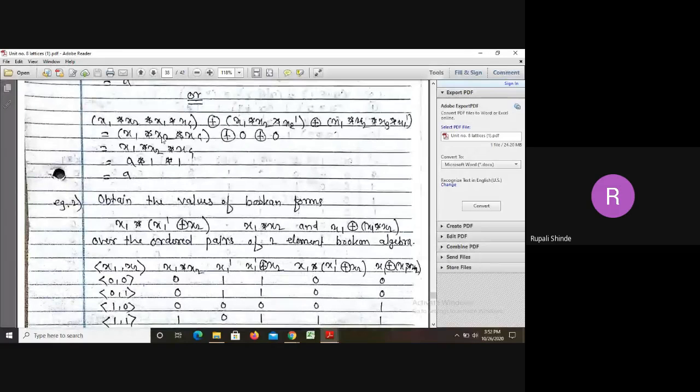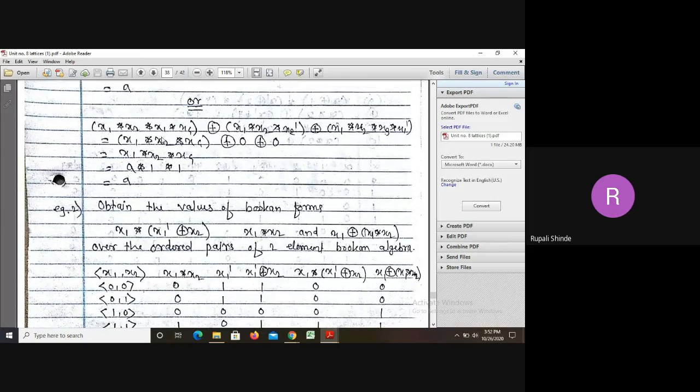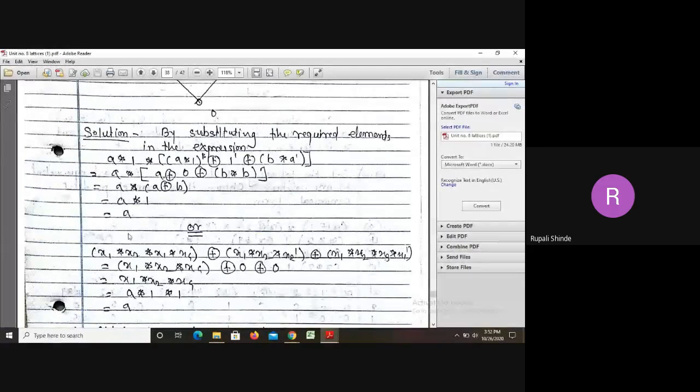Again A star 1 means what? Again it will give you A. So in both the methods you will get value as A only. So likewise we can simplify given Boolean expressions, likewise.